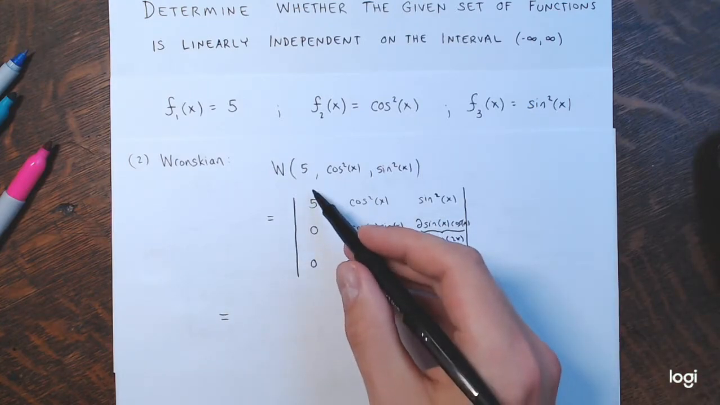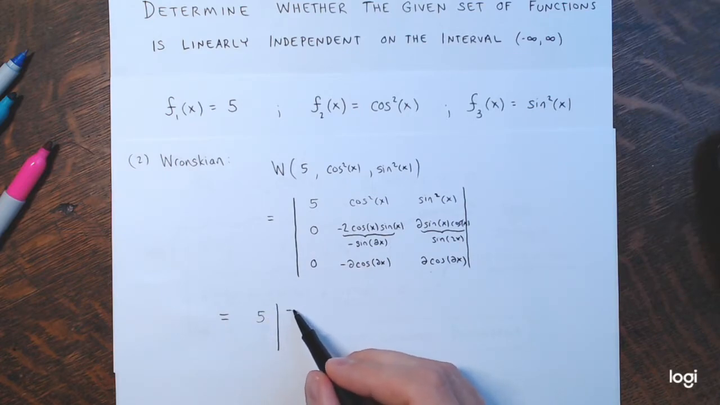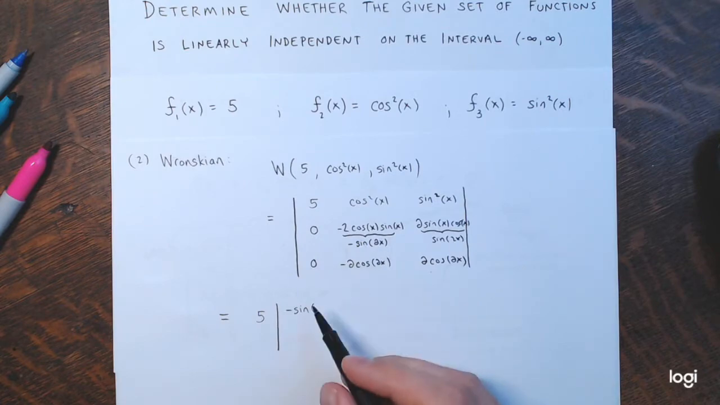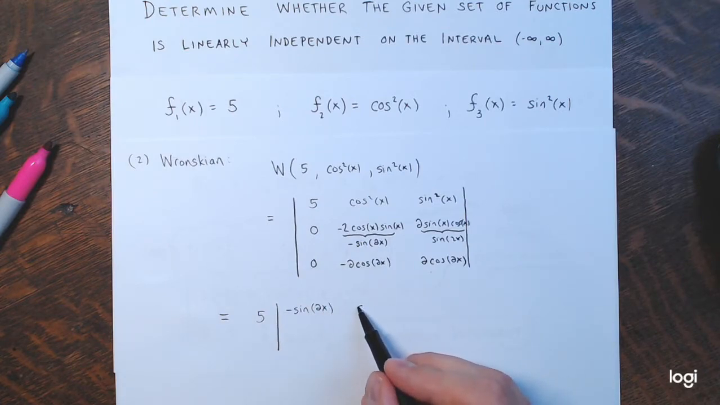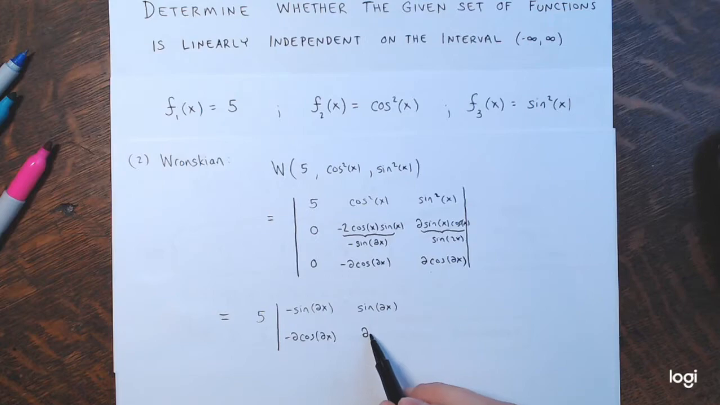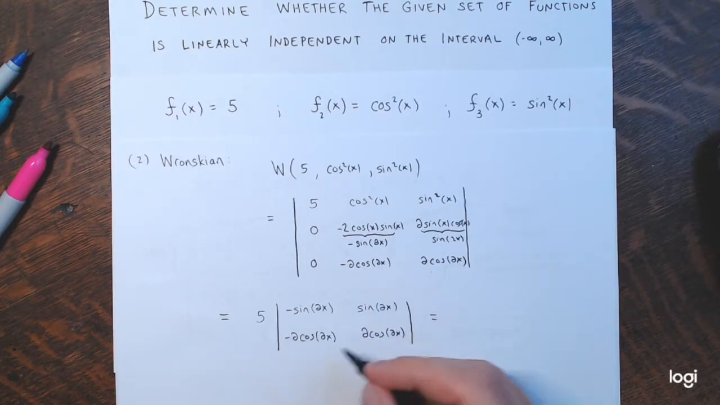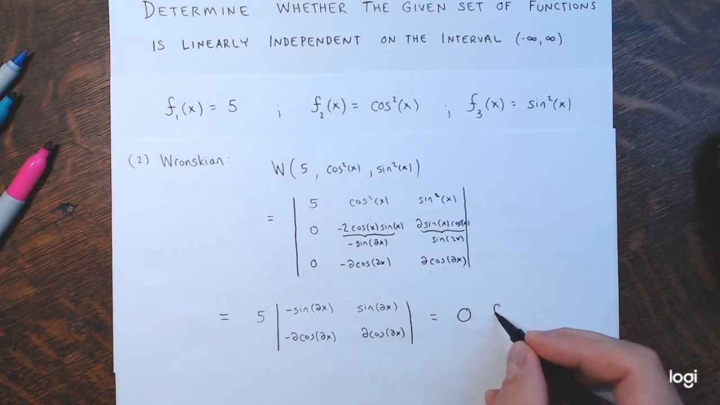Just kind of going through this, I'll just do cofactor expansion down the first column again. So 5 times its minor. And hopefully you see that when I do the determinant of this 2 by 2 matrix, it is 0. Because you'd have negative 2 sine 2x cosine 2x, then plus 2 sine 2x cosine 2x, so they'd cancel. This is 0, and this was for any x in that interval.